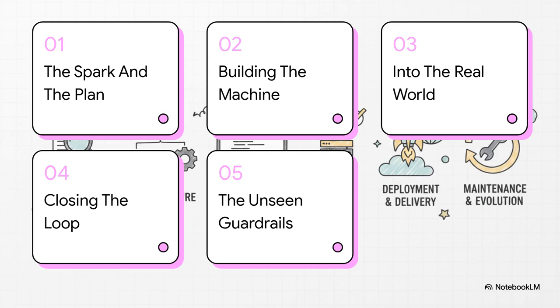Now, to make this whole thing a little easier to follow, we've bundled those 8 steps into 5 key sections. First, we'll look at where the idea comes from, the spark and the plan. Then we'll get into building the machine. After that, we'll see it go into the real world. We'll see how it all wraps up in closing the loop. And finally, we'll uncover these unseen guardrails that guide the whole process.